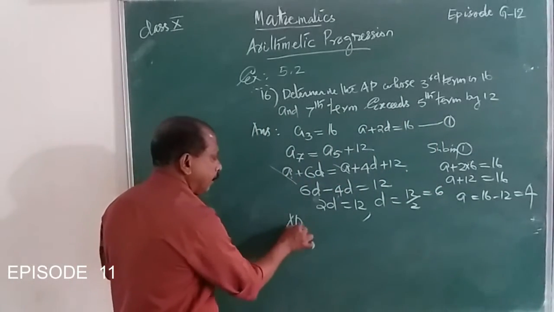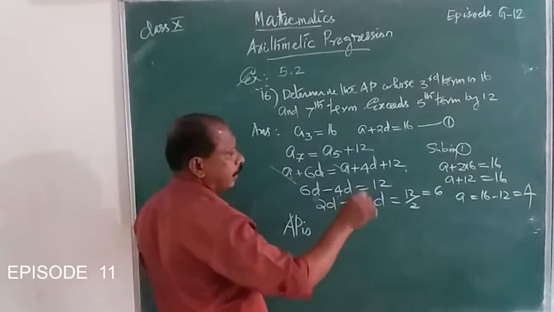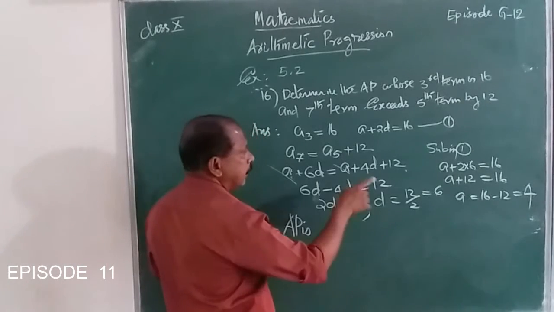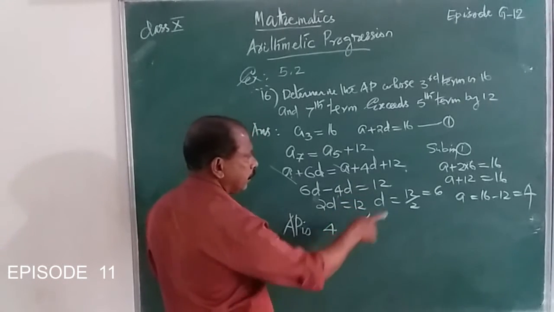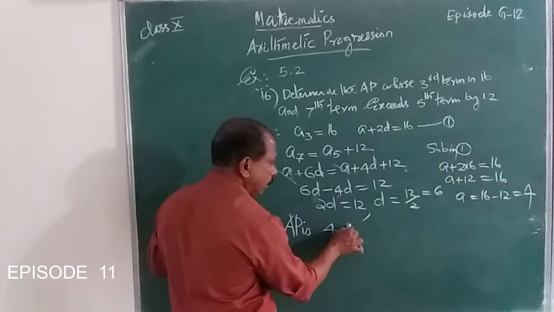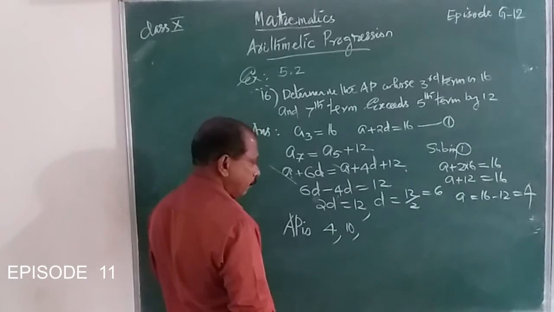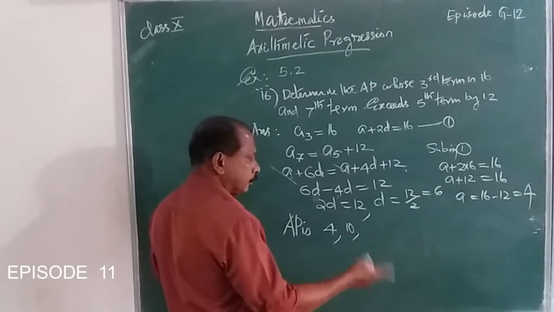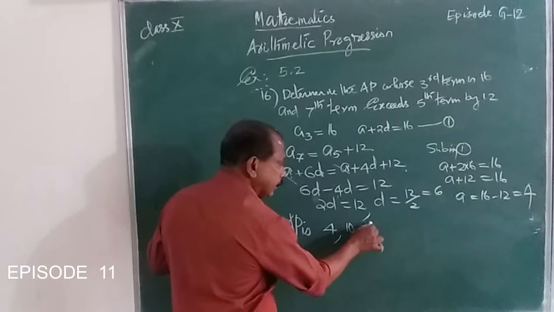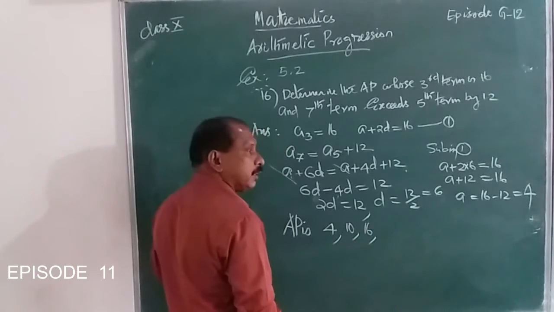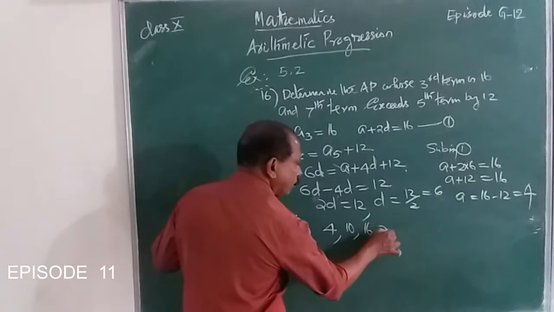Therefore the AP is: what is A? 4. What is D? 6. Because 4 plus 6 is 10. Then the next one, 10 plus 6, is 16. The next one, 16 plus 6, is 22.